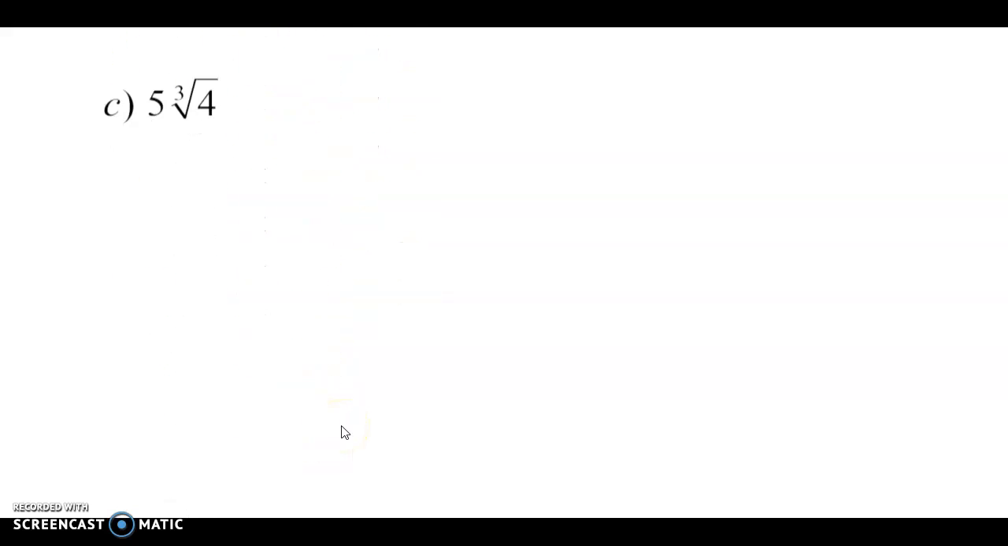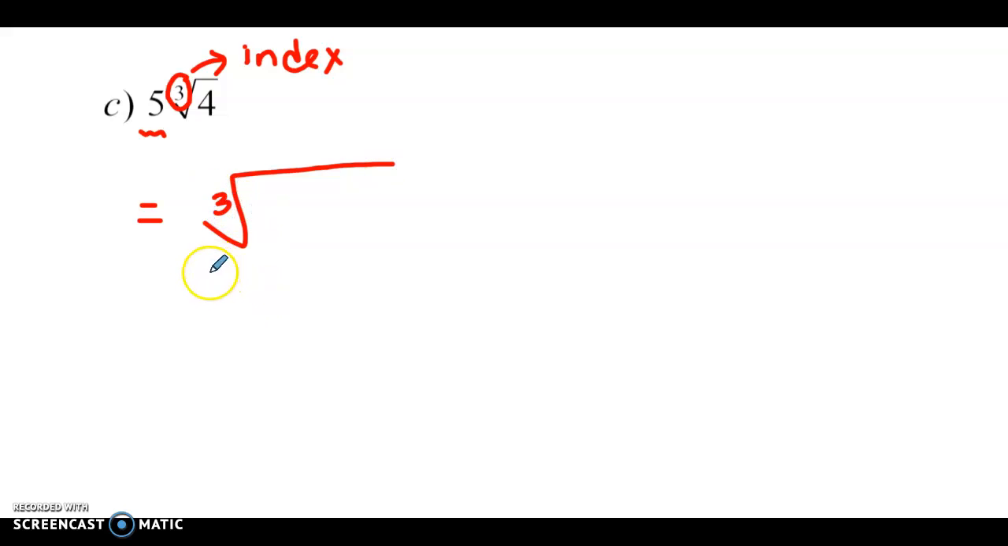Part C, we're going to look at a cube root. The same process occurs. Our index in this case is 3. So instead of writing the number outside 2 times, we are now going to rewrite it 3 times. So when that moves inside the radical, we are going to write 5 times 5 times 5, 3 times, multiplied by the 4 that's already inside. This gives us the cube root of 500.